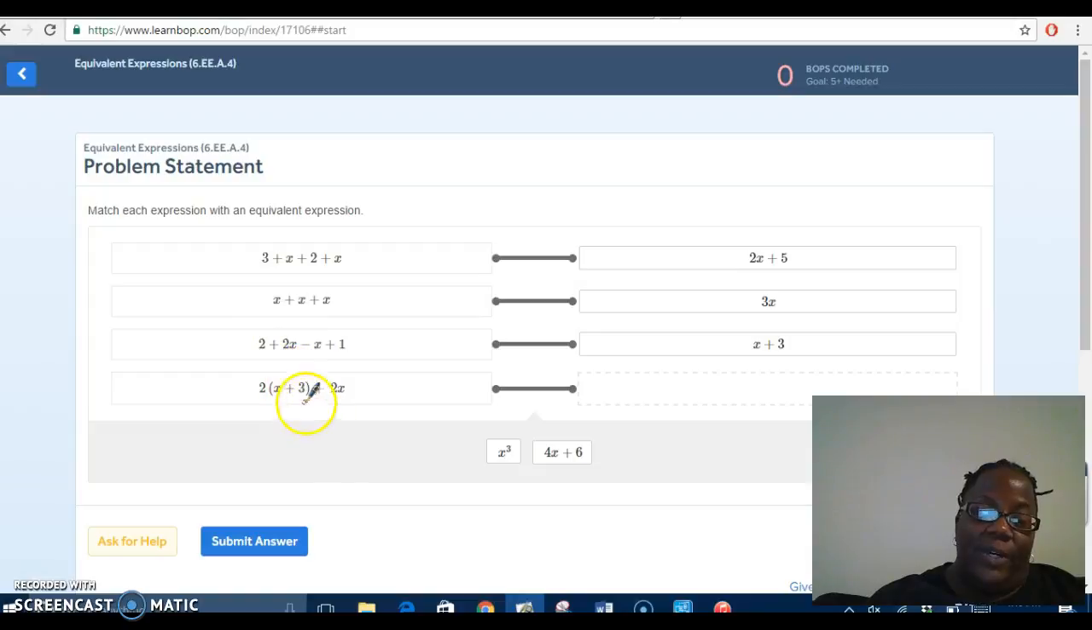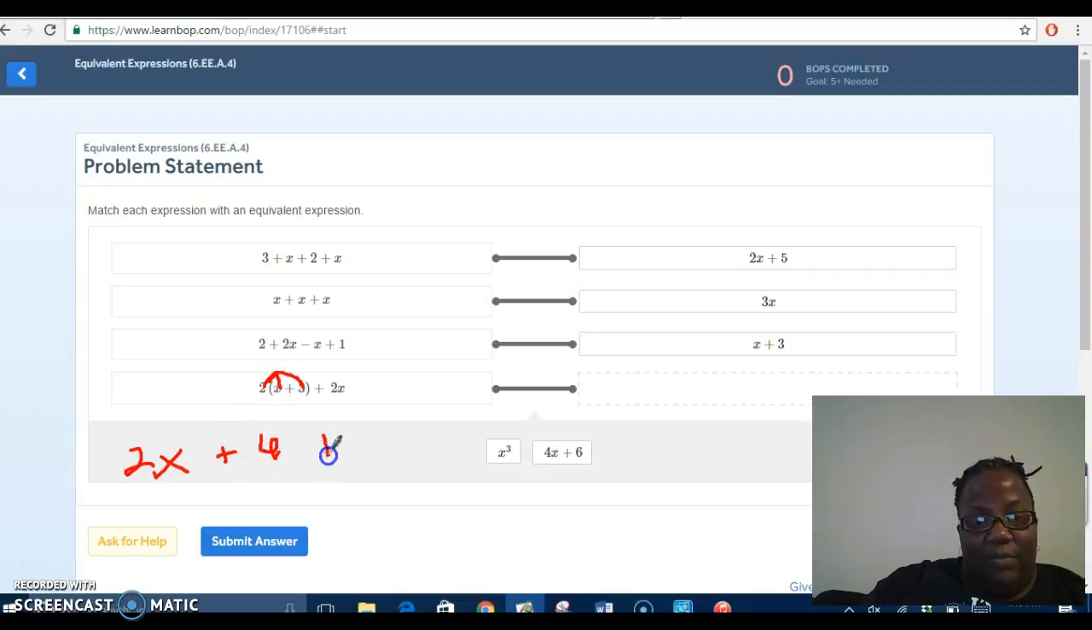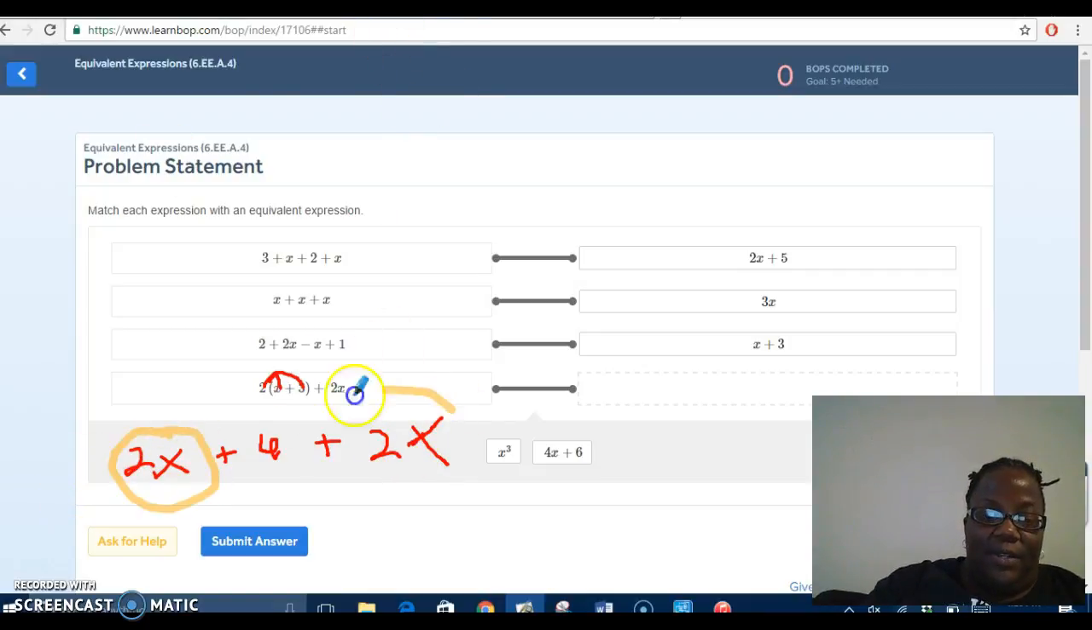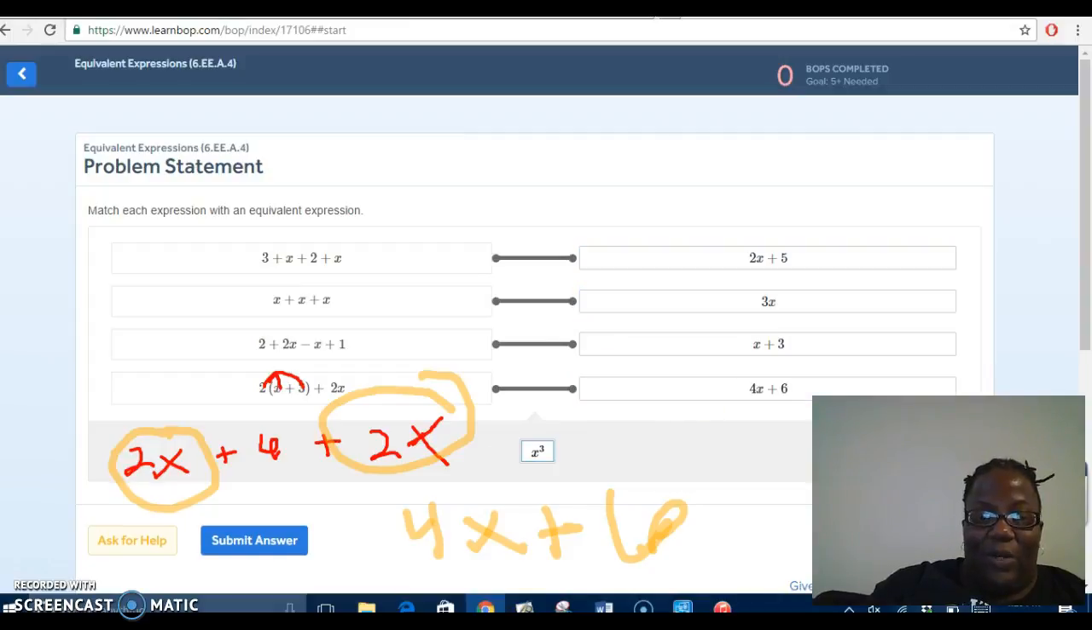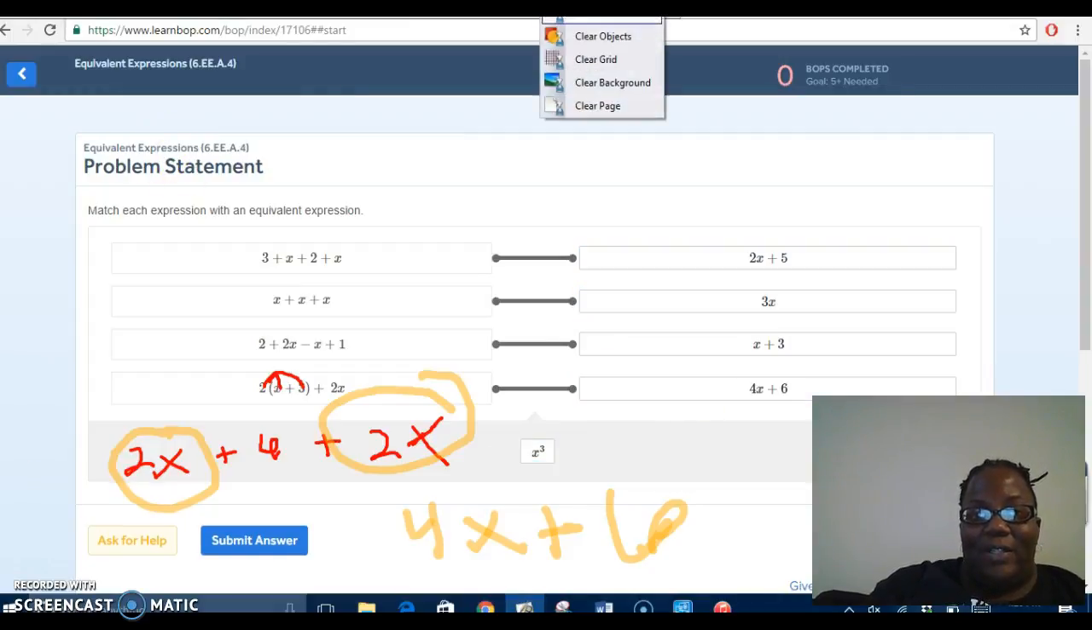Now, this one requires some distributing. So let's distribute this 2. I have 2 times x and 2 times 3. So that would be 2x plus 6. Bring down what's left over. Now we're going to combine like terms like we did in the distributive property lesson. I have a 2x here and a 2x here. That gives me 4x. And the naked number is all by itself. So you have 4x plus 6 on that one, as you can see, is right here. Voila.